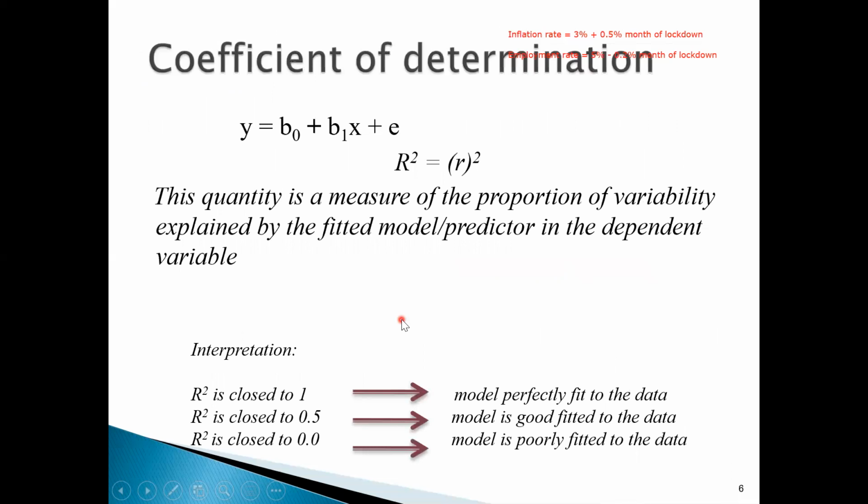Then the next question arises: if the model which we have built using the regression equation is good fitted or not. This is determined by the coefficient of determination, which is nothing but the square of the correlation we discussed in our last video. It is a quantity which measures the proportion of variability explained by the fitted model.